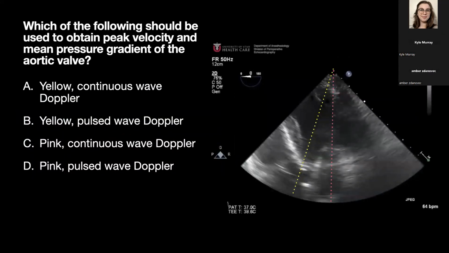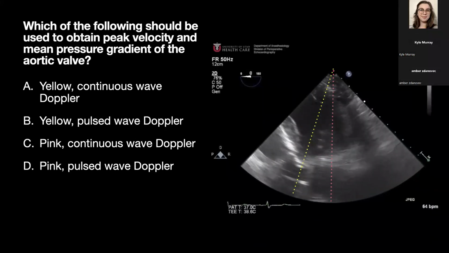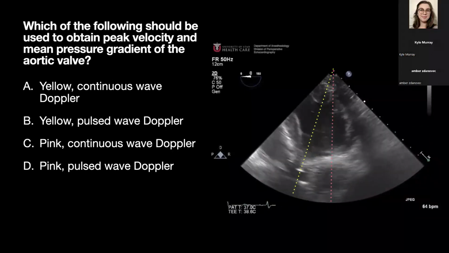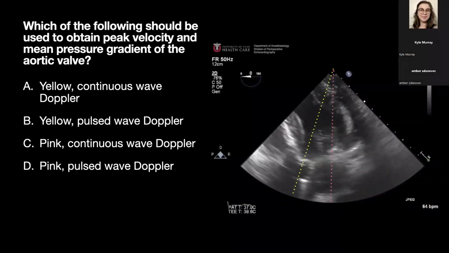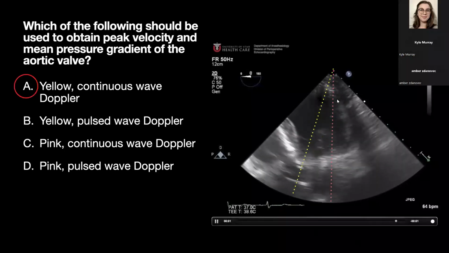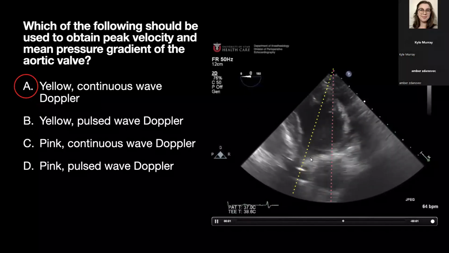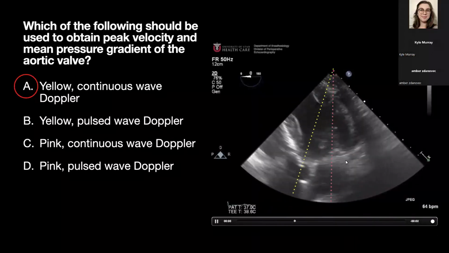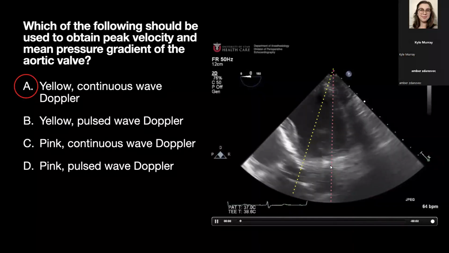All right, so a question. I think this is a video clip. Which of the following should be used to obtain the peak velocity and a mean pressure gradient of the aortic valve? If you use the pink line, what valve would you actually be interrogating? If you remember correctly, this is your aortic valve here. This is your LV. What valve is this? Mitral. Yep, so that's alignment of the mitral valve.